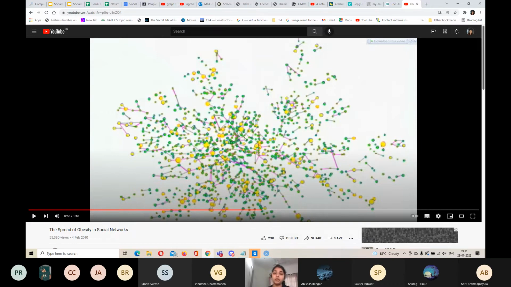But the point is, if you look at this network, the size of a node is the person's body mass index. The nodes which are yellow in color are the people who have a body mass index greater than 30, who are clinically obese. This scientist, his name is Nicholas Christakis. He's a sociologist who works in social networks, but is actually a medical doctor.